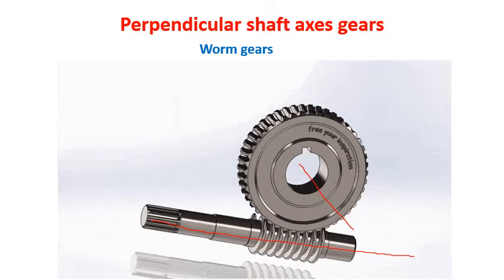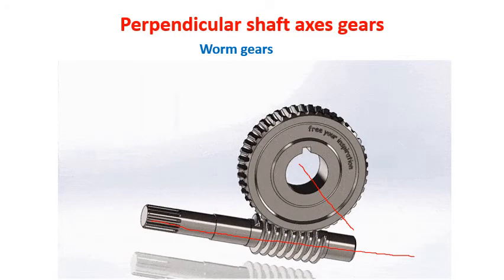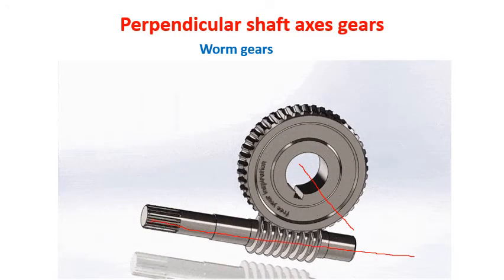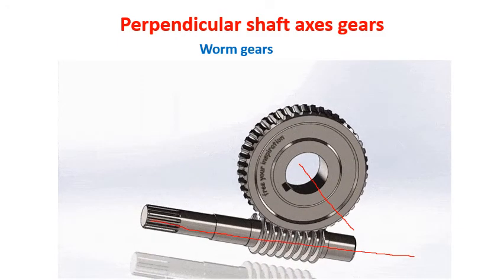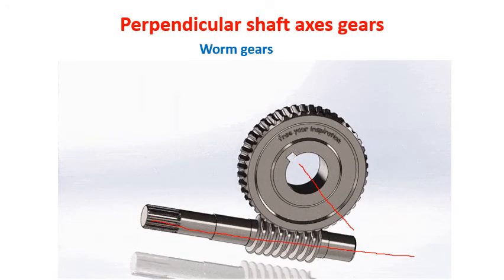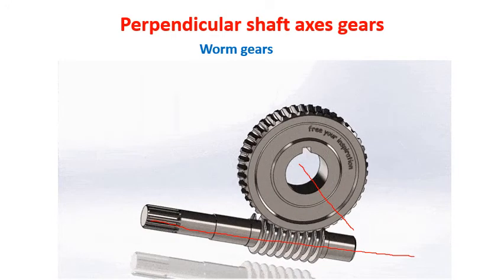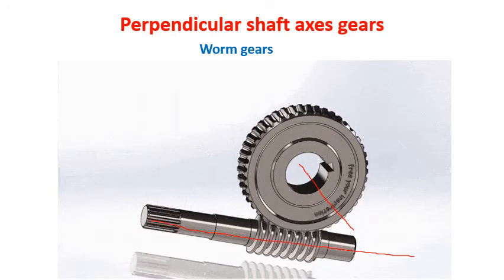Then where is it used, what are its applications? Because of the self-locking or non-reversible property, worm gears are commonly used in steering mechanisms, hoisting devices, cranes, dam gates, lifts, etc. They are also used in musical instruments like the guitar for locking the strings. Okay.